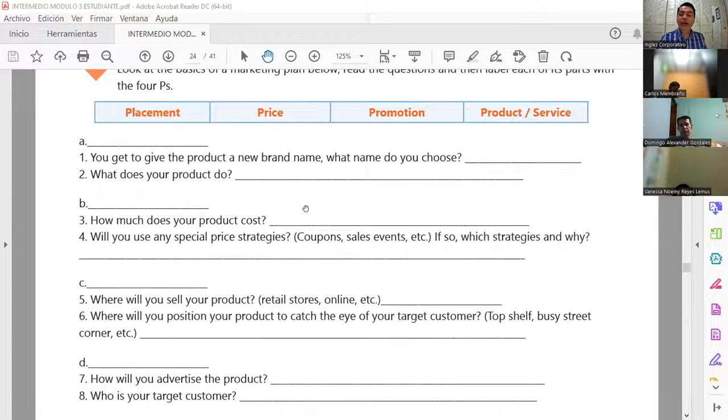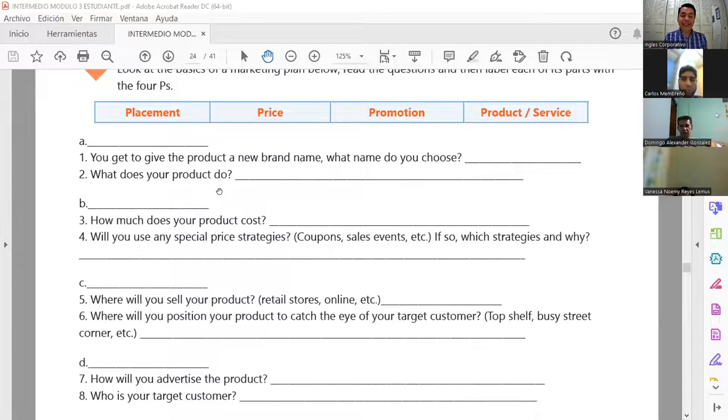And then according to the plan, right? Because remember the plan is related with the details of these four P's. You're going to give a name for this product. And what does your product do? I mean, what is the use of your product, right? For example, if it is a beverage, it helps you when you're thirsty. Letter B, price. How much does your product cost? In this case, not the cost to produce the product, but the cost in the market, right? $1, $2, $10, $1,000, depends on the product, right?